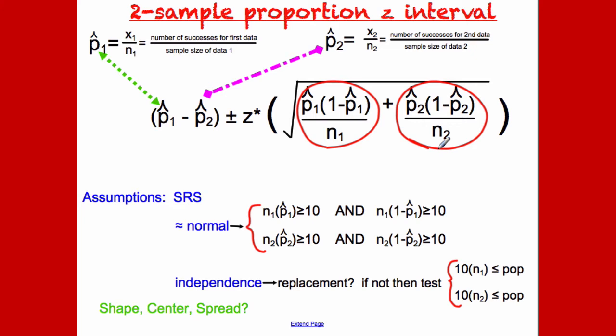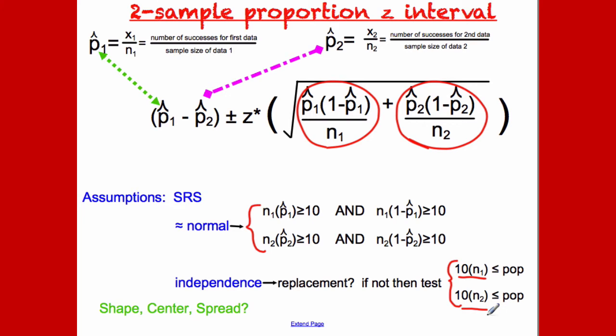Independence: is the data independent? Did we replace things? If not, then I have to test that 10n is less than the population, but for both sets of data again. If one of these doesn't work, for example your normal condition doesn't hold, then you can't do the test, or you would say proceed with caution.